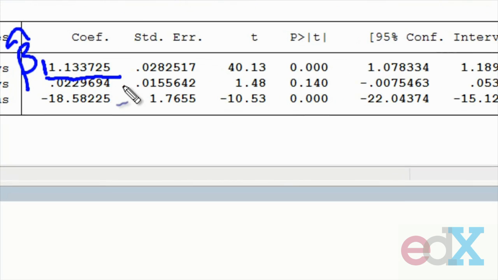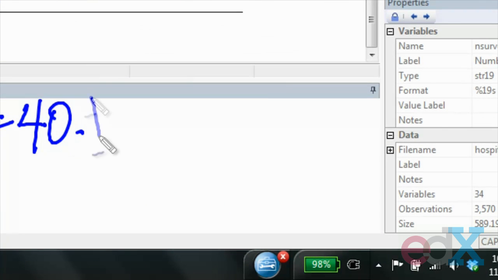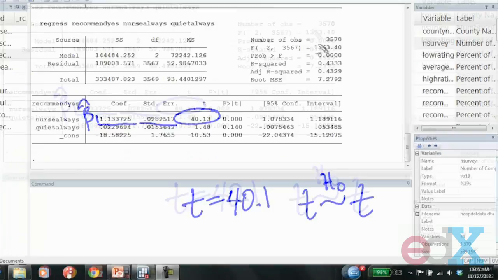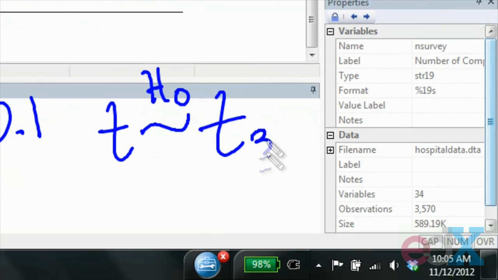The estimate of the coefficient is 1.13 with standard error 0.03. This leads us to a t-statistic of 40.1. And we know that under the null hypothesis, this test statistic follows a t-distribution with the number of degrees of freedom equal to the sample size minus the number of covariates in the model, which is 2, minus 1. So our degrees of freedom is 3,567.